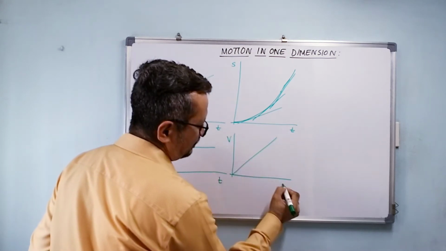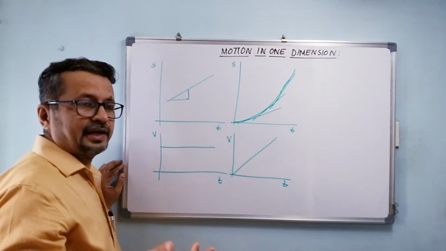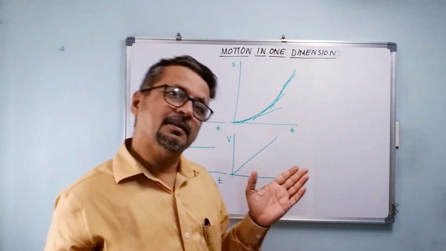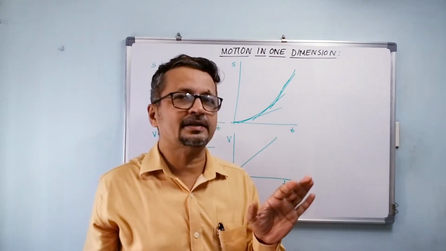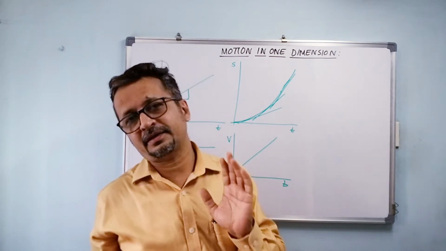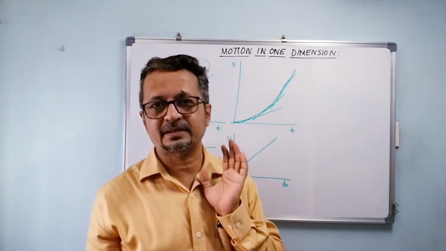My velocity increases with time. It may not necessarily be like this. My velocity may not linearly increase. It will go on increasing, but it may not linearly increase. But fairly I can say that it would be at least something like this.